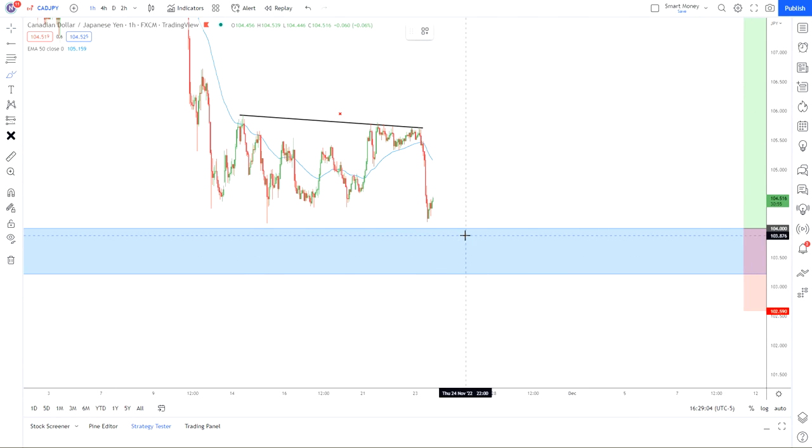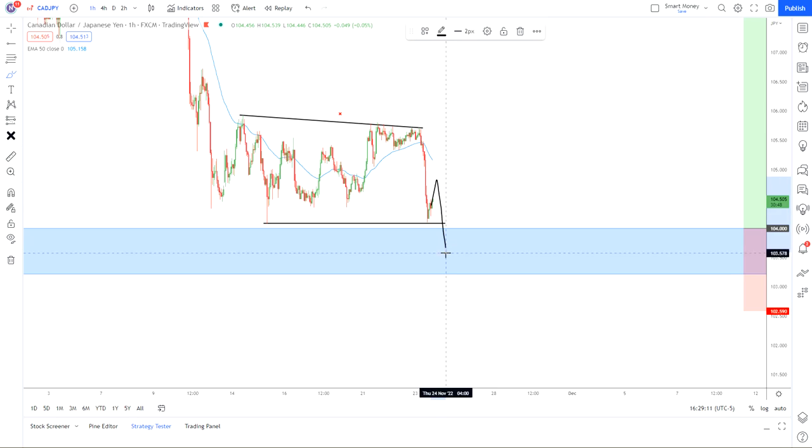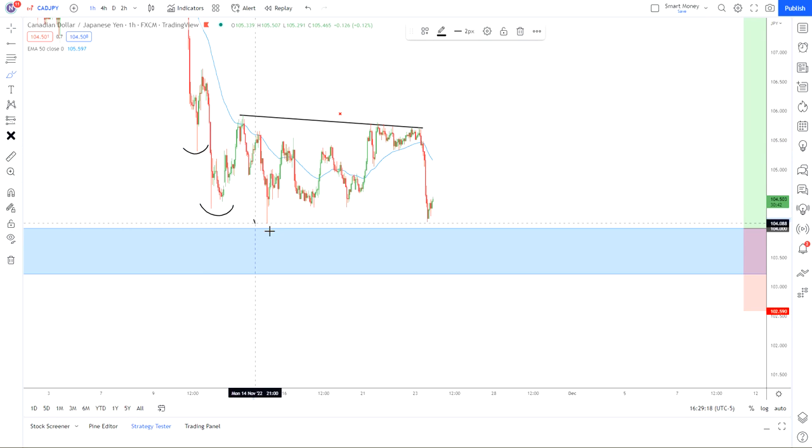So we're coming into this 104 level. We haven't quite hit it yet. We're actually forming relatively equal lows. So I would like to see that sell to buy: take liquidity, continue in the right direction. So we're actually sort of starting to accumulate in price here.